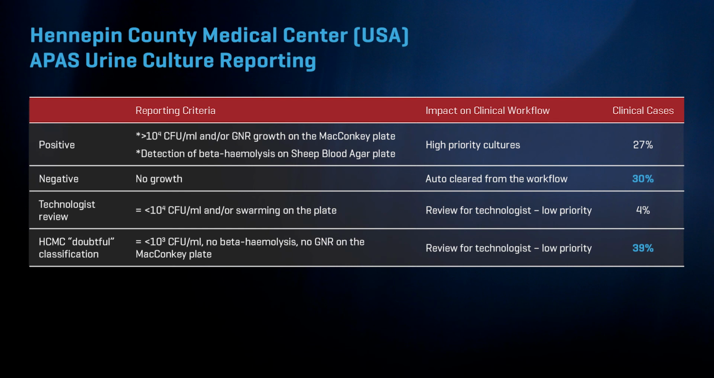Then we have our final category that we classify as HCMC Doubtful. These are categories that normally in our lab, we report out as mixed bacterial flora, and we're typically done with them. We don't want to pick through these to provide unimportant clinical information. So these result in cases of less than 10 to the 3rd colony forming units with no beta hemolysis, no gram-negative growth on the MacConkey media. And these are sent as low priority cases, and these are doubtful.